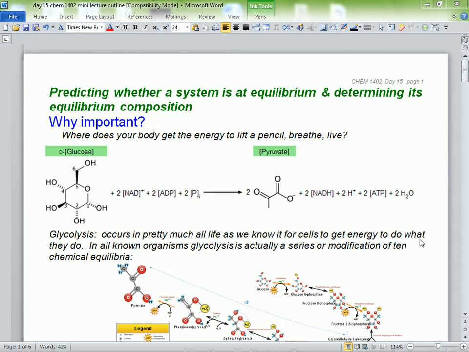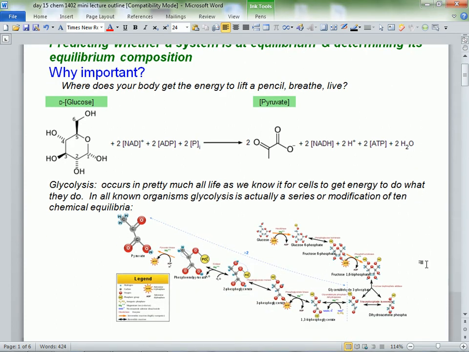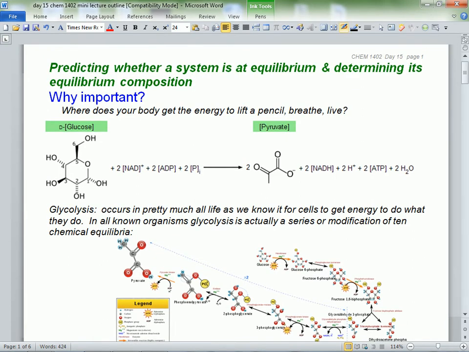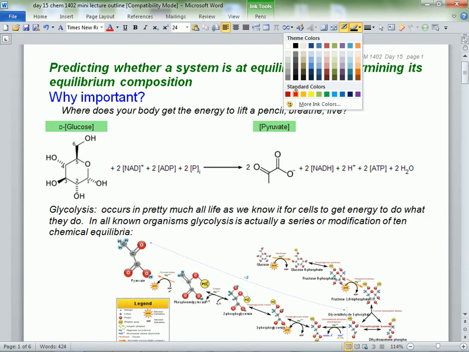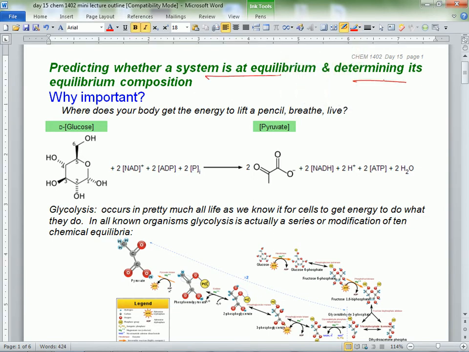Predicting whether a system is at equilibrium and determining its equilibrium composition. So two separate problems. That's pretty much what we're going to work on today. Two different problems. But what's the big deal here?